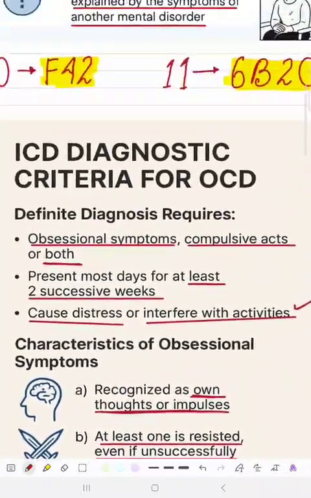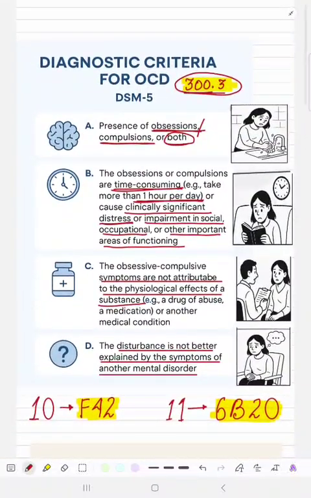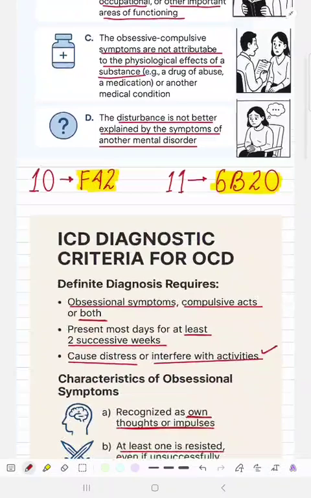This was all about the diagnostic criteria of OCD. Hope you are clear with it and understand the difference between the ICD and DSM diagnostic criteria.